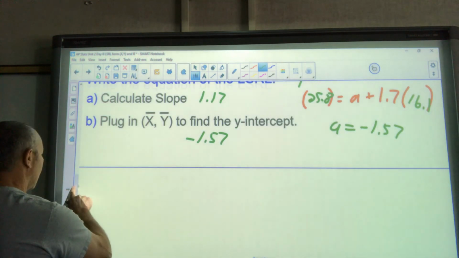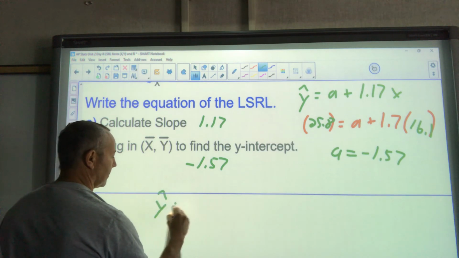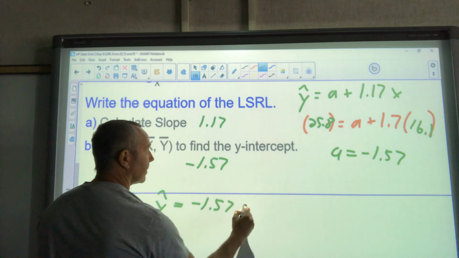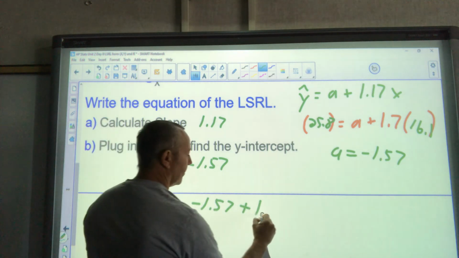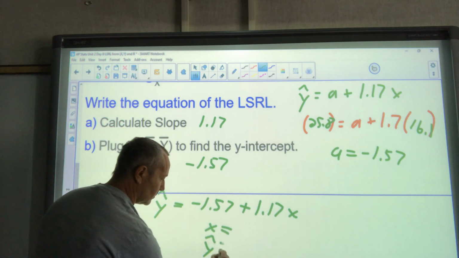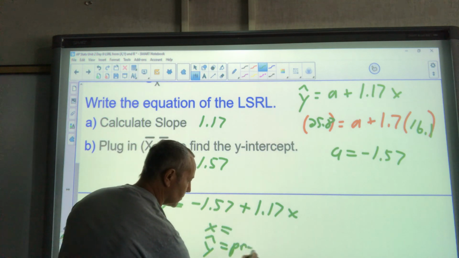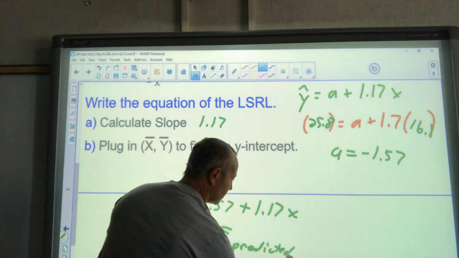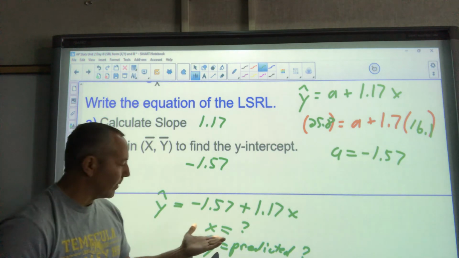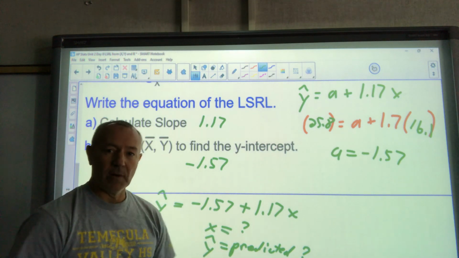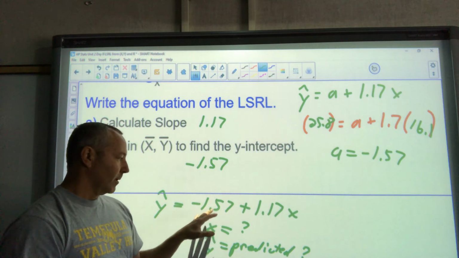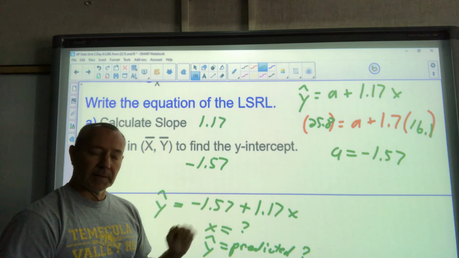And the equation of my line is y hat equals a, the intercept, negative 1.57, plus my slope, 1.17x. We don't have any context in this problem, but I would need to say what x stands for and that y hat is the predicted value of something, and I could go ahead and explain the coefficients of the line of best fit, the least squares regression line here.